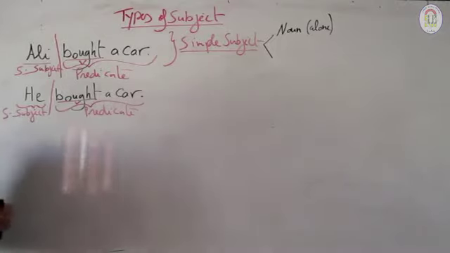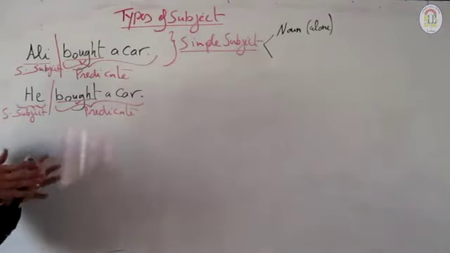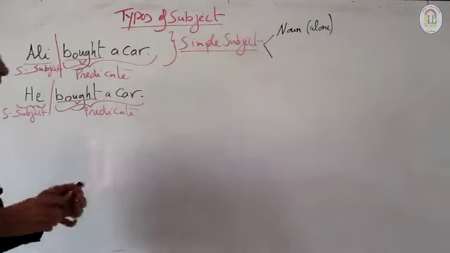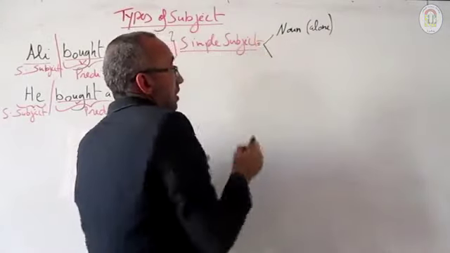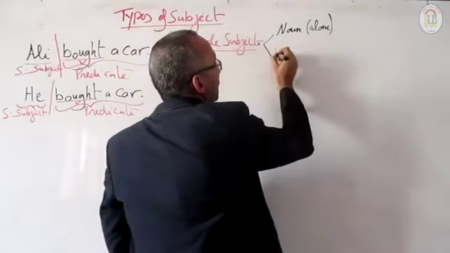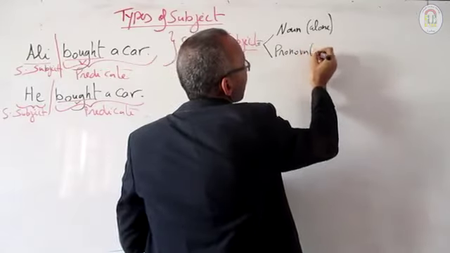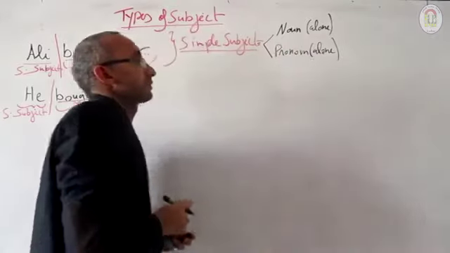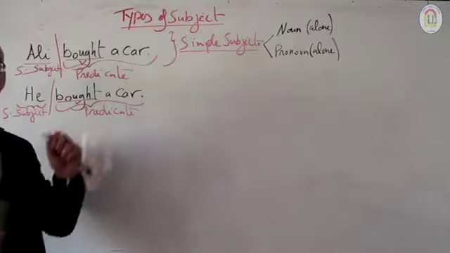So if you want to define a simple subject in English, we say that it's either a single noun or a single pronoun when they come alone. So we add here: simple subject equals noun alone or pronoun alone. Or we say single noun or single pronoun. Good. This is the first type of subject.